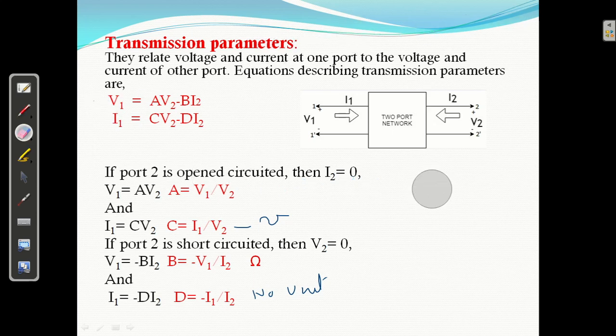So in case of Z parameter, V is a function of I. In case of Y parameter, I is a function of V. In case of transmission parameter, 1 is a function of 2, but याद रखना यहाँ माइनस साइन है. A B C D, right? And last, that is called as hybrid parameter.